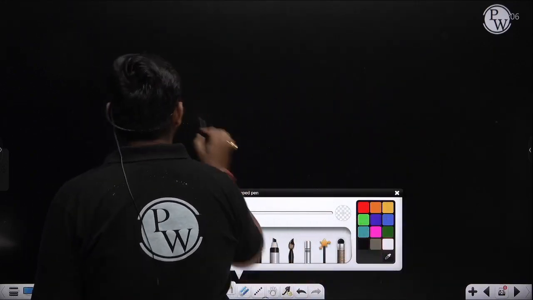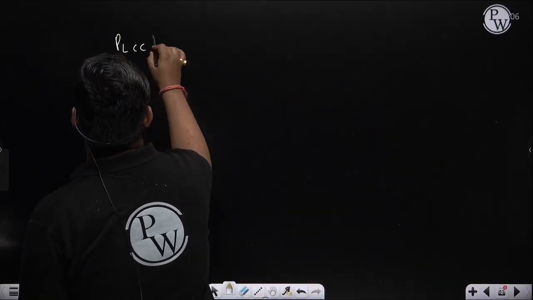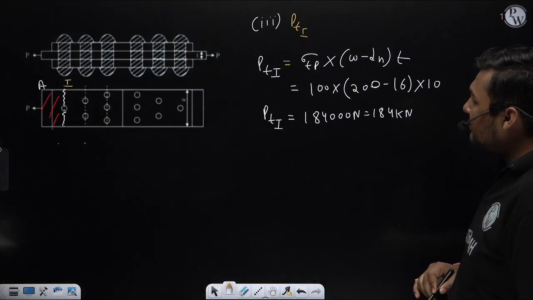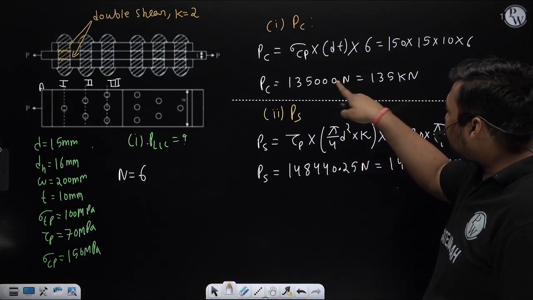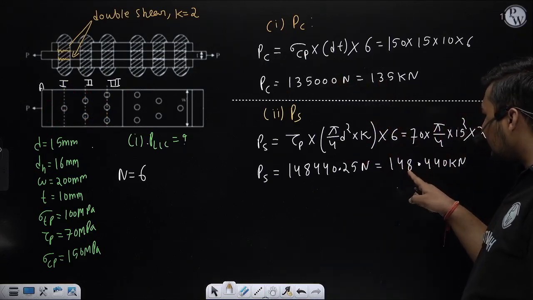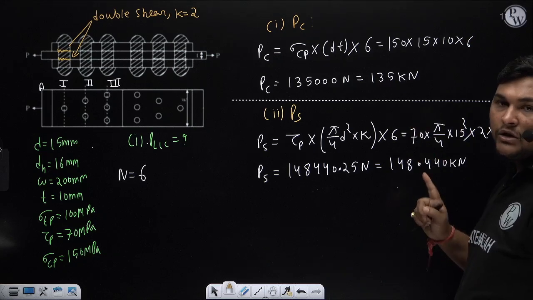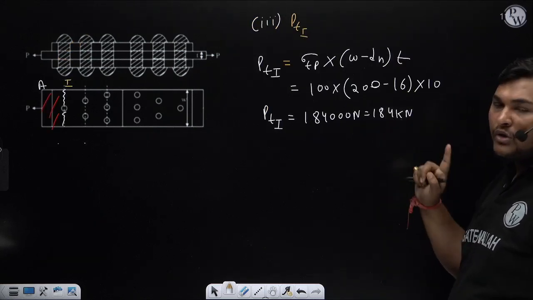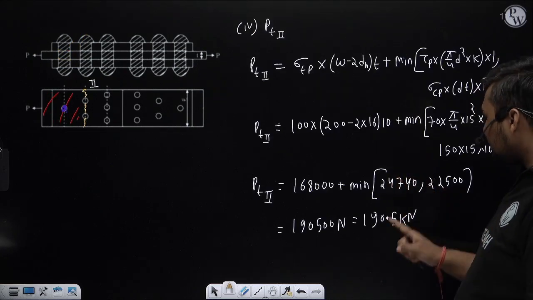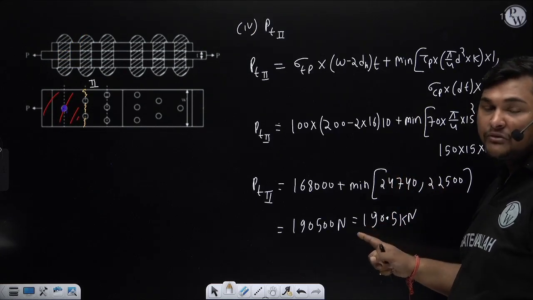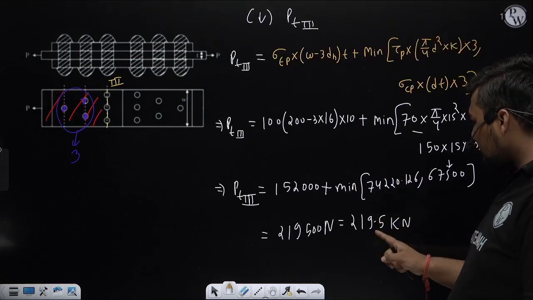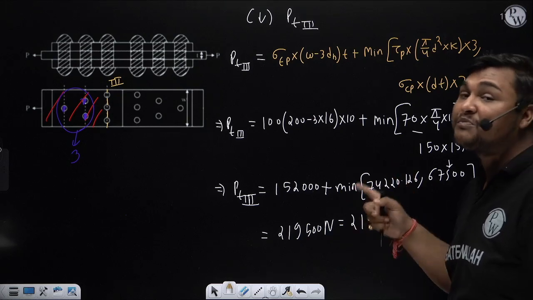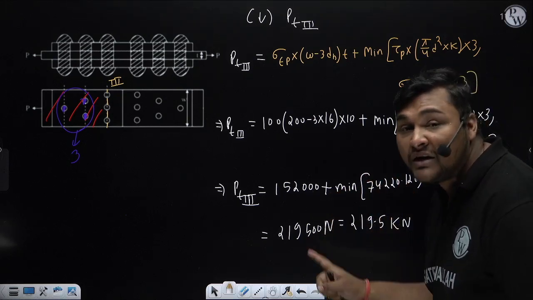Now we have to calculate overall load carrying capacity. And overall load carrying capacity will be the minimum of the load carrying capacities which are coming by considering all types of failure. Now, see, this is PC, which is 135. This is PS. Out of this, 135 is minimum. It is PT1. It is more than 135. So, again, 135 is minimum. This is PT2. Again, it is more than 135. So again, 135 is minimum. It is PT3. Again, it is more than 135. So again, overall minimum value is 135 kilonewton.